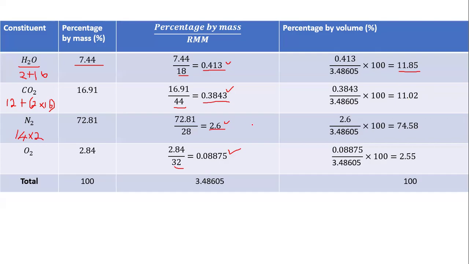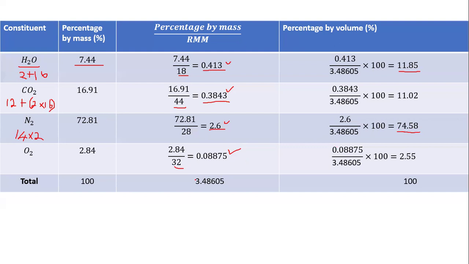Let me go to our stubborn nitrogen. Nitrogen, I got 2.6. So 2.6 divided by the total that I have here. 2.6 divided by 3.48605 times 100. I have 74.58%.